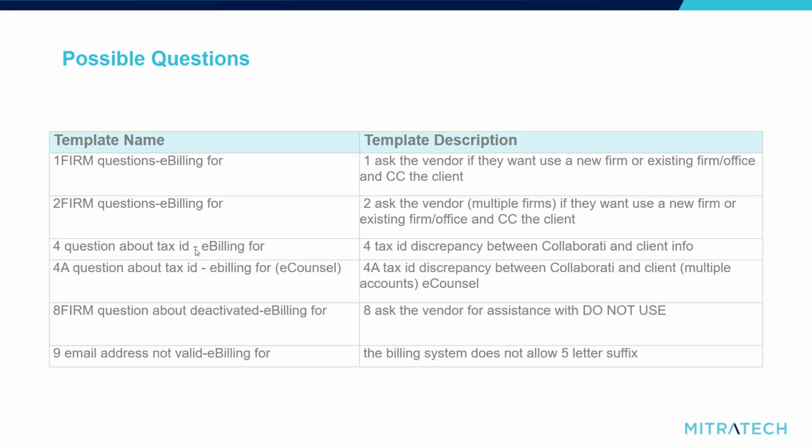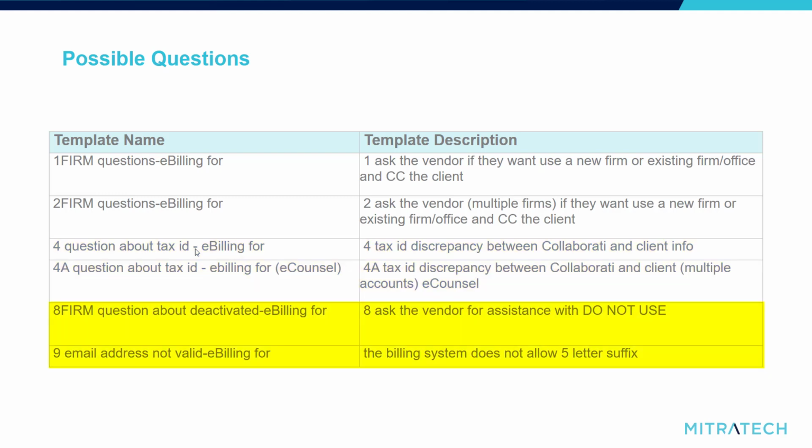There are some templates to use to help you ask these questions. The templates are in the Templates folder in Salesforce called Collaborati Support T-Firms. The first two templates help with asking about firm preference, and you'll CC the client in case the vendor prefers using their existing office. The second two templates ask about tax ID discrepancies. One is a basic tax ID discrepancy, and one is a little bit longer where there might be multiple accounts.